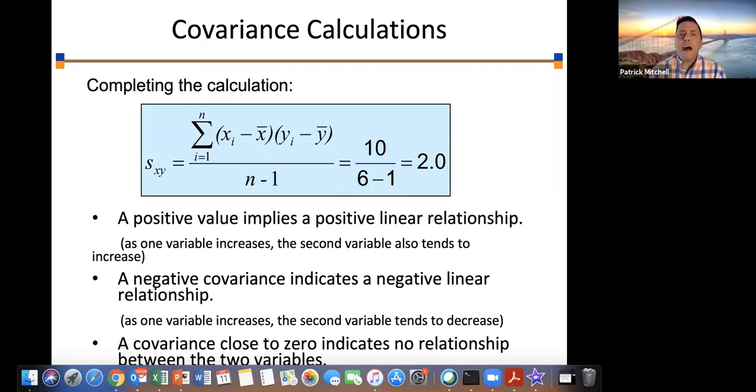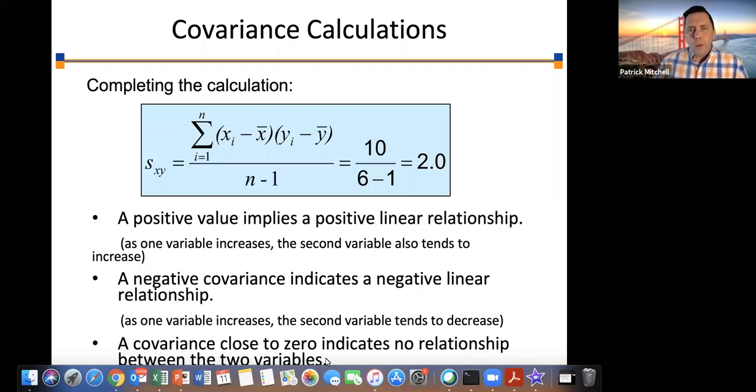A positive value implies a positive linear relationship. A negative value indicates a negative linear relationship. And a covariance close to 0 indicates no relationship between the two variables.